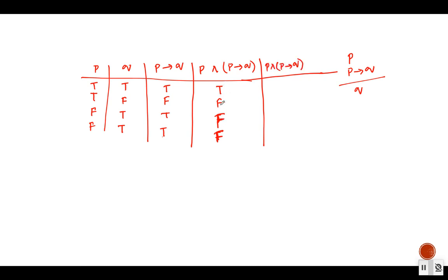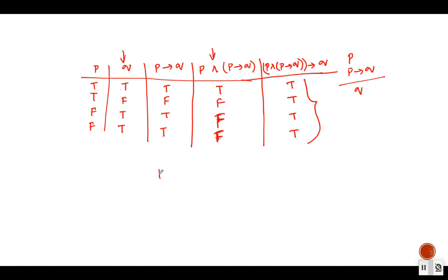Now let's find out P and P implies Q, implies Q. This is our conclusion. So this one implies Q: true, true, true, true. Looks like this is true. This is true for every combination of P and Q.